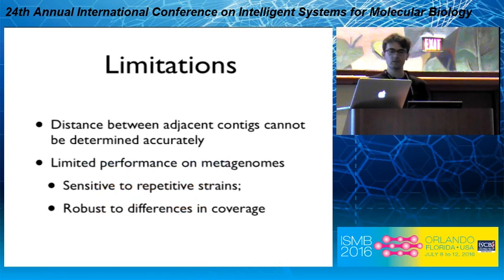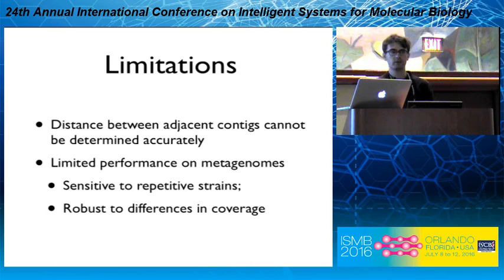It also has certain limitations. As I mentioned, the orderings don't provide accurate distance estimates. Also, we are not doing as well on metagenomes as we're doing on genomes. And a natural question is, why is that the case? There are typically two reasons why metagenomes are hard. The coverage is very uneven. That's one possibility. And also, there are many, many repeats across various subspecies.